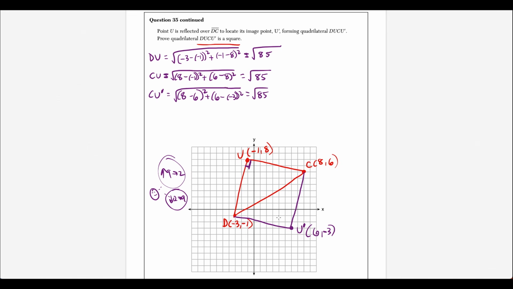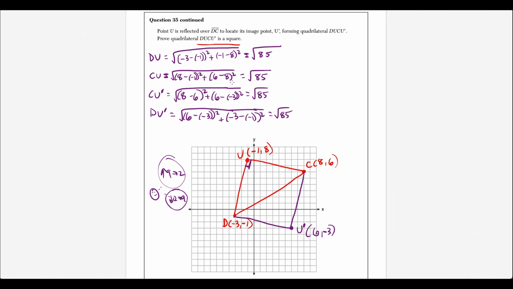So now we just have to do this 1 more time. We're going to find the length of, let's say, DU prime. That's the 4th side of this square. And this is going to work out to, I would do 6 minus negative 3. So we have 6 minus negative 3, which is being squared, plus negative 3 minus negative 1, and this is being squared. And this is going to work out to square root 85.